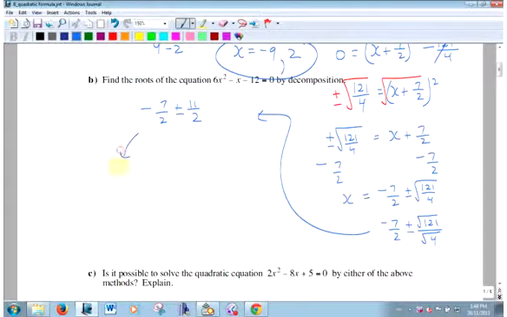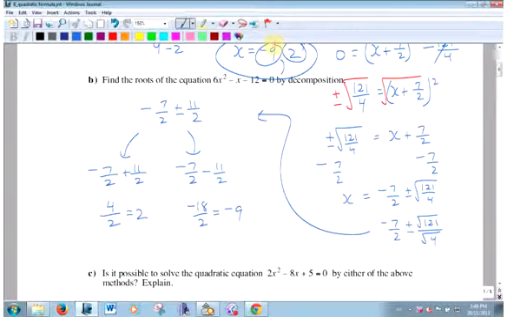So my two answers are minus 7 over 2 plus 11 over 2, or minus 7 over 2 minus 11 over 2. I got the same denominator, so I can just add these straight across. What's 11 take away 7? Isn't that 2? Isn't that minus 18 over 2? Look, I did it the hard way.